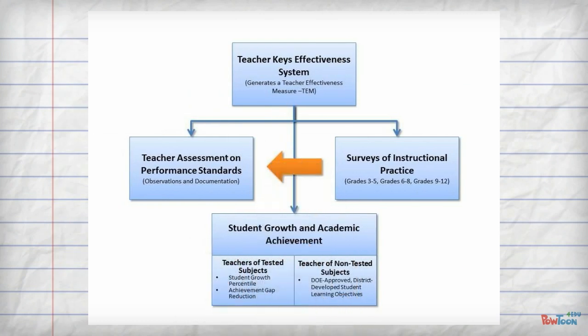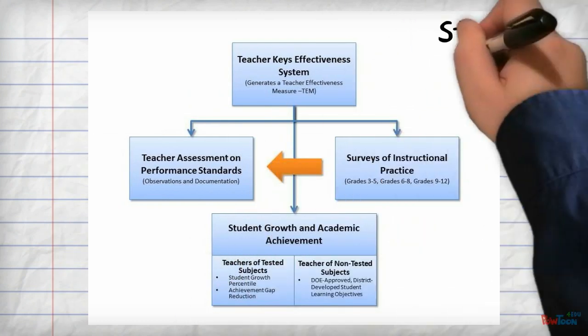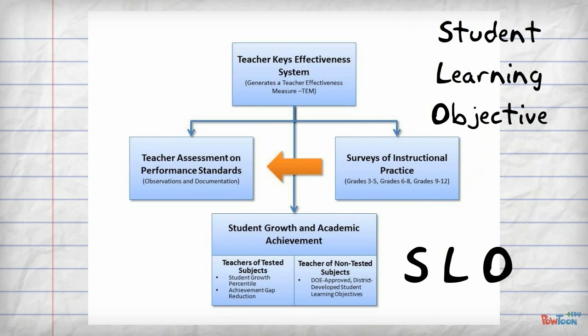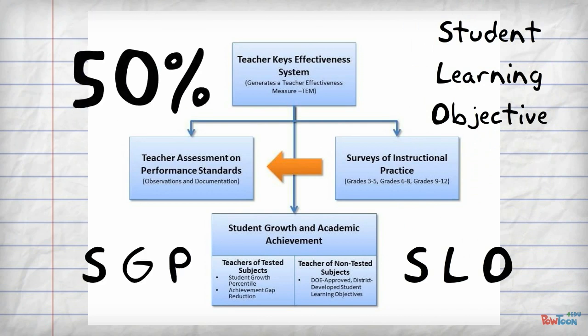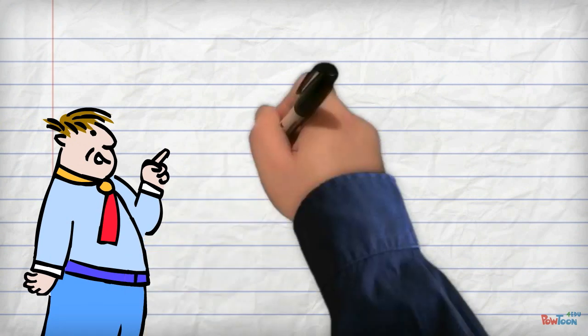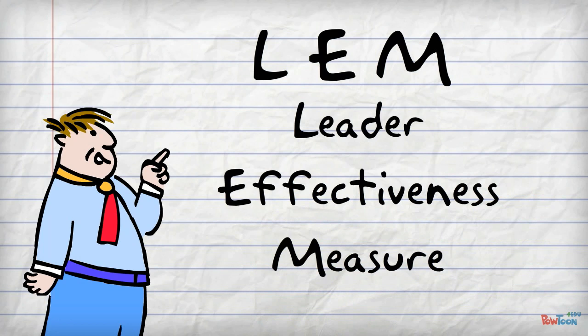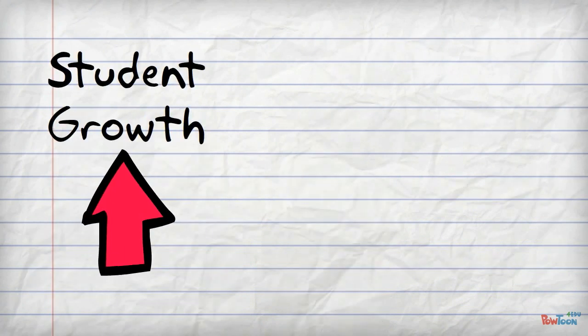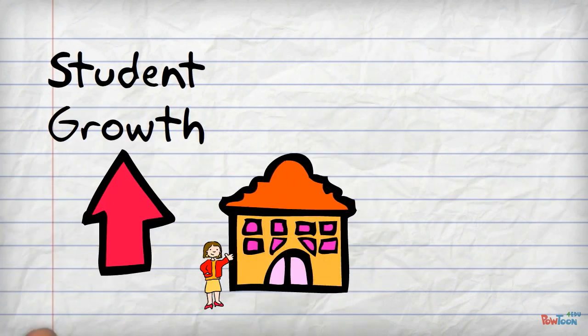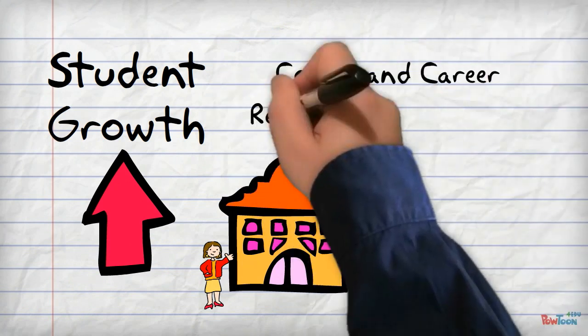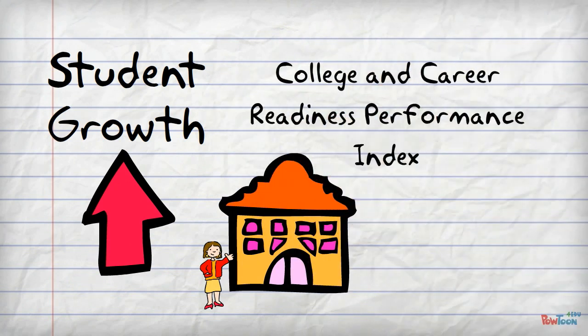Student growth and academic achievement, which is comprised of both Student Learning Objectives, or SLOs, and SGPs, will now account for 50% of the teacher's TEM score. SGP will also affect school leaders through the Leader Effectiveness Measure, or LEM, in a similar fashion. Increased student growth will enhance the school's accountability on the College and Career Readiness Performance Index score, or CCRPI.